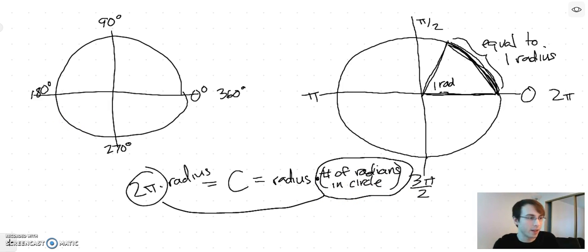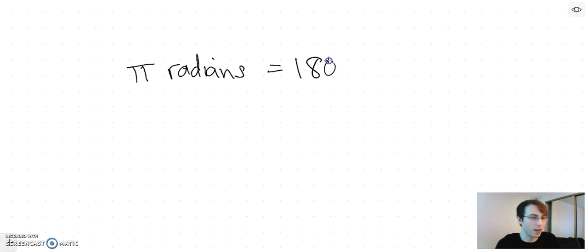So the main takeaway here, if nothing else, is that radians is just another way to measure angles around a circle, and pi radians equals 180 degrees. That's the conversion factor.